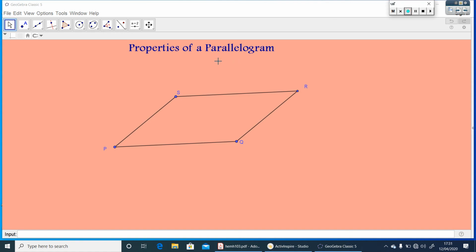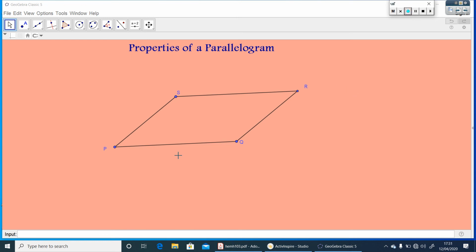Today let us discuss the properties of a parallelogram. Here is a parallelogram PQRS. You know, the sides PQ and RS are called opposite sides. Another pair of opposite sides is PS and QR. There is a property regarding these opposite sides.